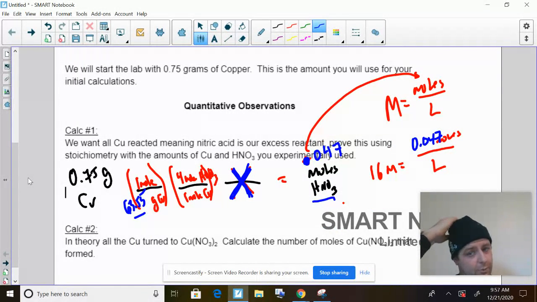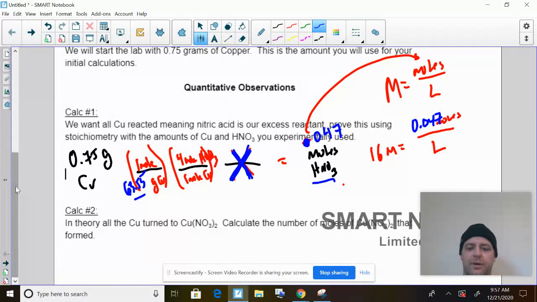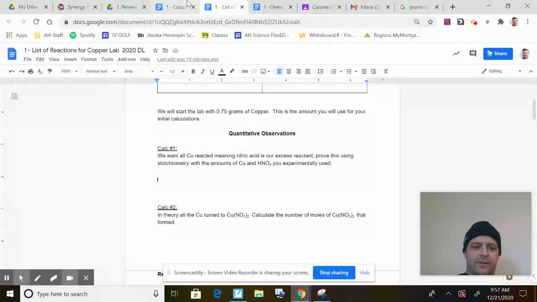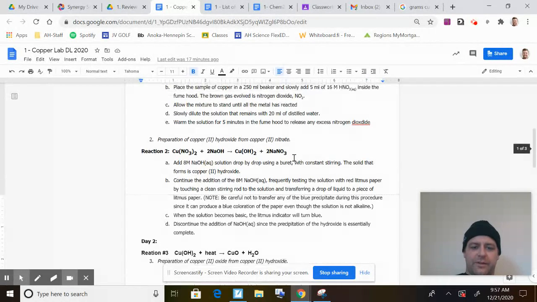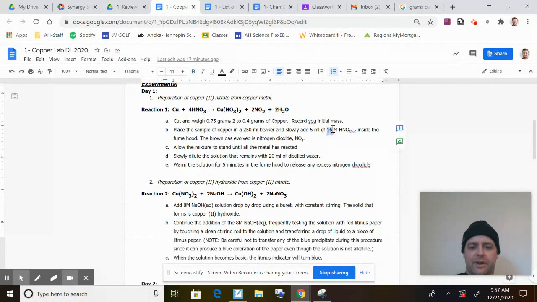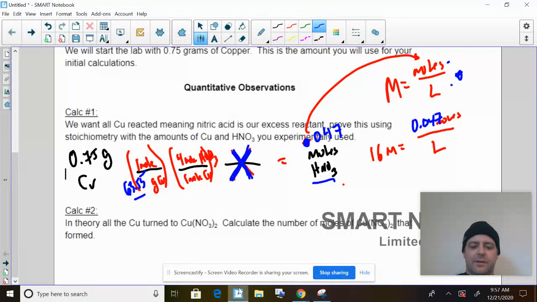Now, to put that in terms of a solution, we can use the molarity equation. Molarity is moles over liters. It's a way to express the concentration. So we take that number, 0.047 moles, and plug it in. We also said in our list of reactions that we are going to use a 16 molar nitric acid solution, big M. So we're going to use 16 molar.